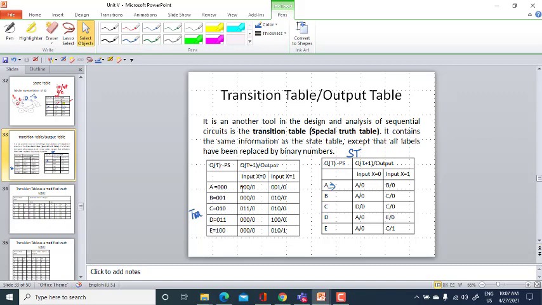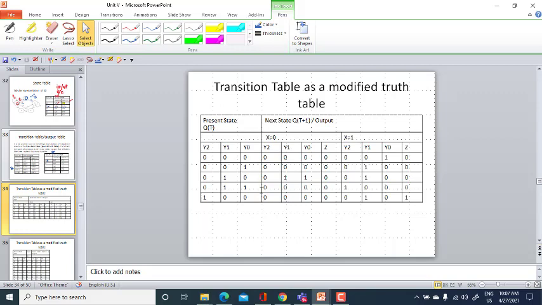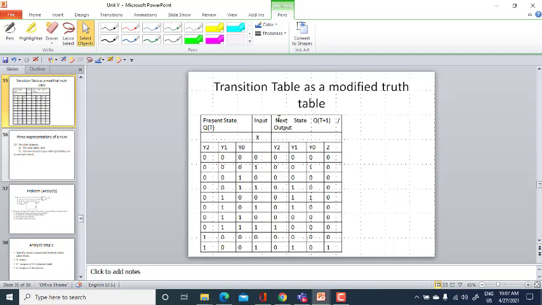I'm using two columns, 000 as one column and 0 as the output in a separate column, because that is the truth table. With respect to the input and the present state, what is my next state and the output? So this is the modified truth table. Instead of writing x is equal to 0 and x is equal to 1 separately, let me write it here itself: for the input 0, if the present state is 000, what is my output and the next state, like that. See here, the modified truth table as an extension.